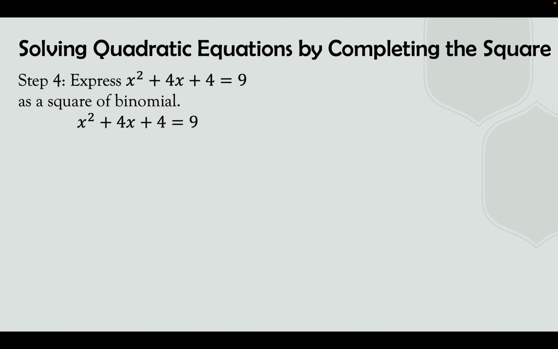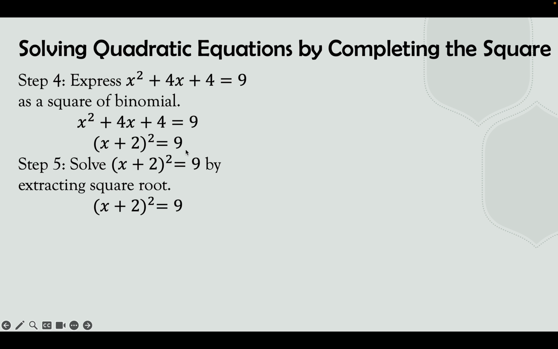So we need to change this one to a square of a binomial. So we have here the square of a binomial of x squared plus 4x plus 4. We have (x + 2)² = 9. And then we need to solve it by extracting the square root, so square root both sides.